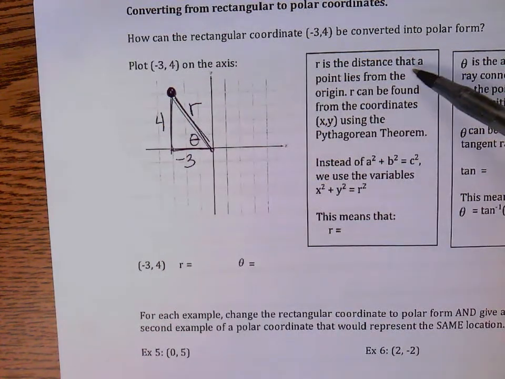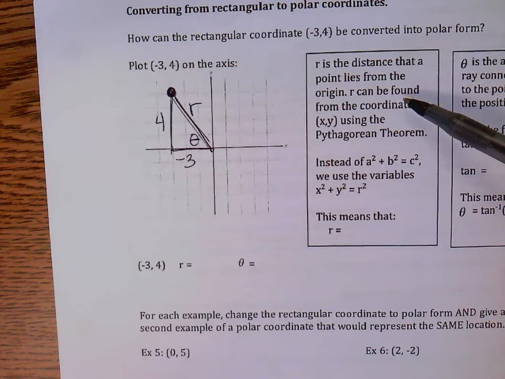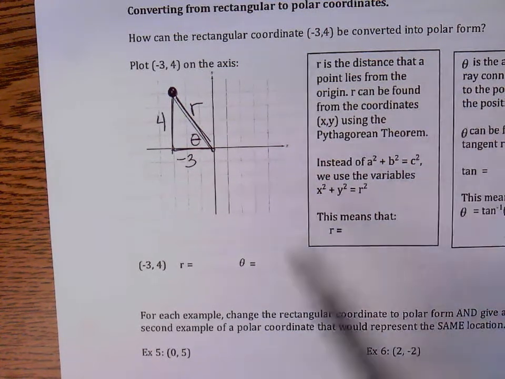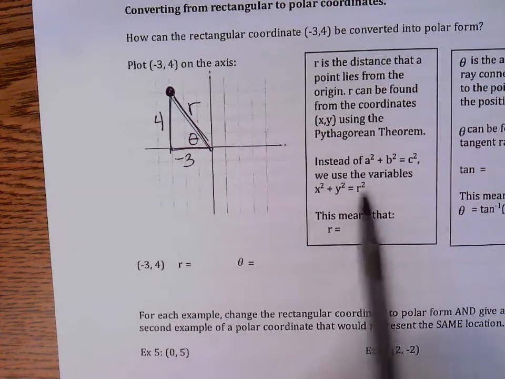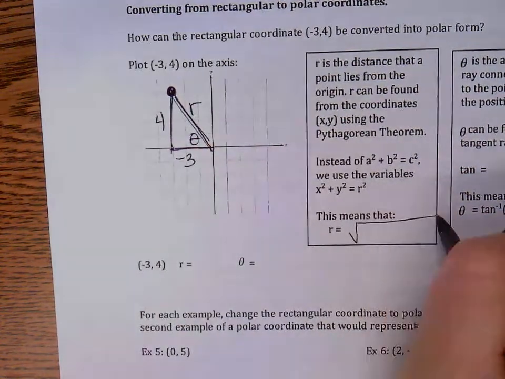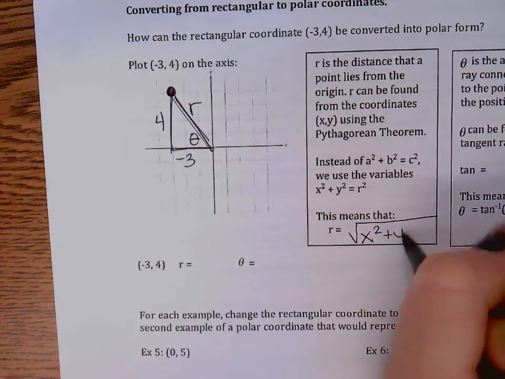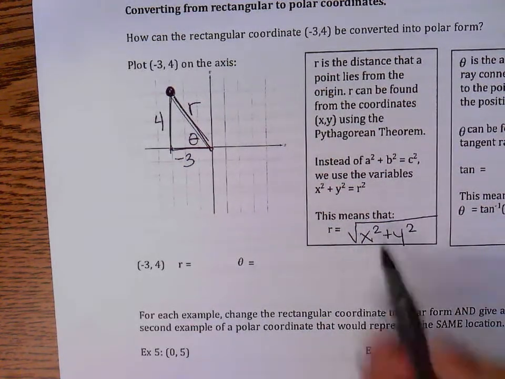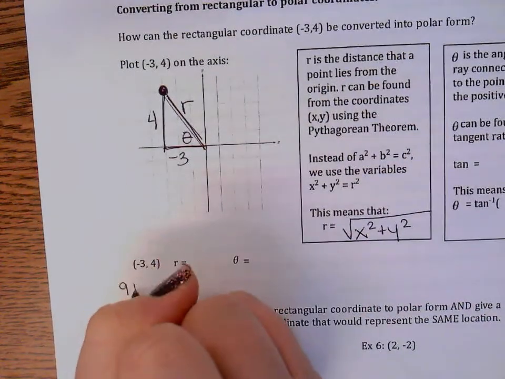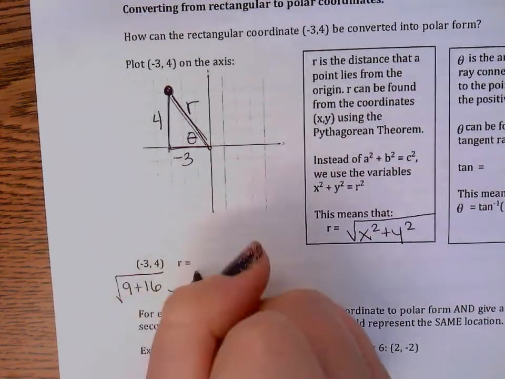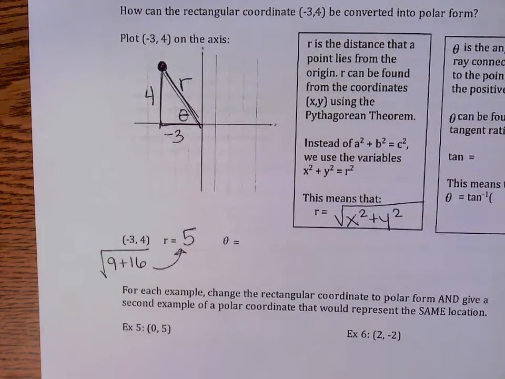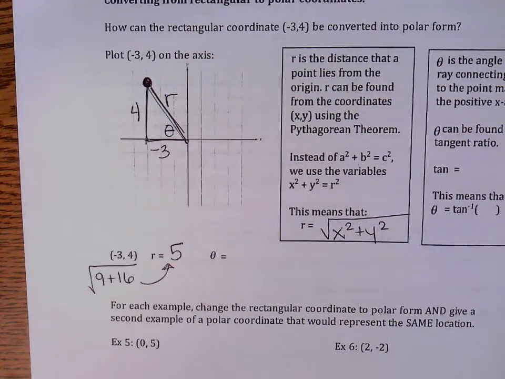It says r is the distance the point lies from the origin, so you can use the Pythagorean theorem. And they wrote it x squared plus y squared equals r squared. So what you're really doing is taking the square root of x squared plus y squared. That's what you do to solve for this. So 9 plus 16, take the square root, r is 5. So it's just practicing trig and the Pythagorean theorem.